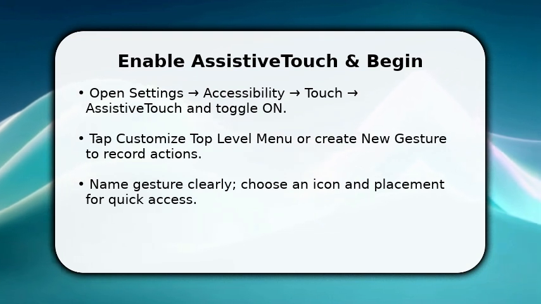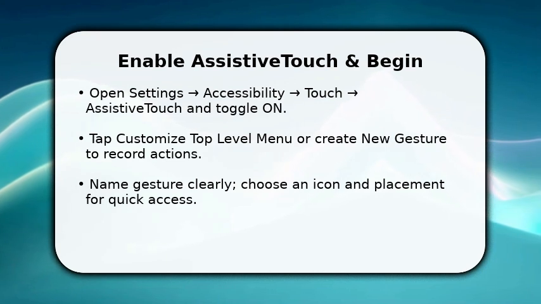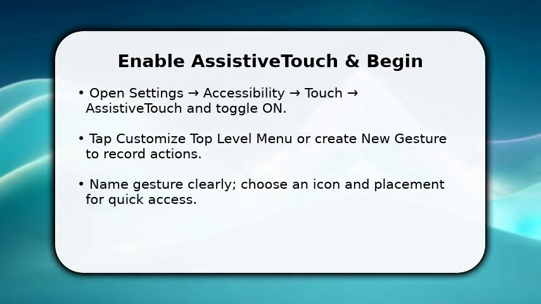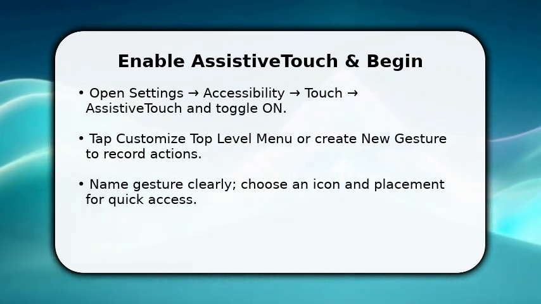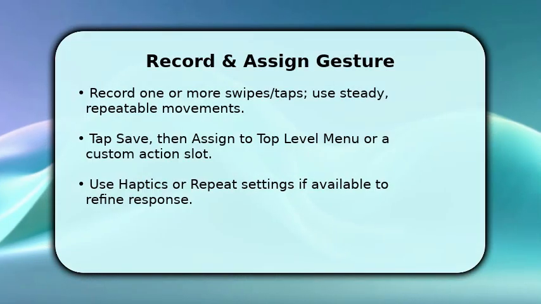You do this now to test quickly. Make sure the gesture is short and deliberate so the system records the intended taps and drags accurately. You'll now refine the recorded gesture and link it to an action. Record slowly and consistently so the gesture recognizes your pattern. Repeat until it feels reliable.